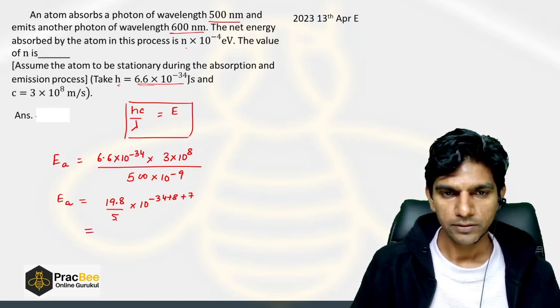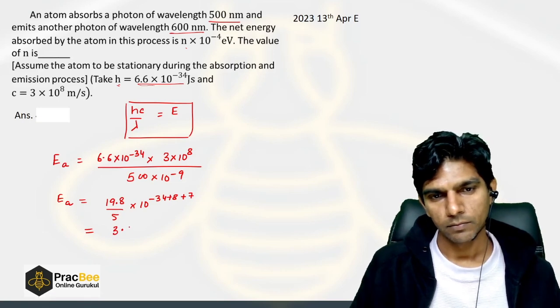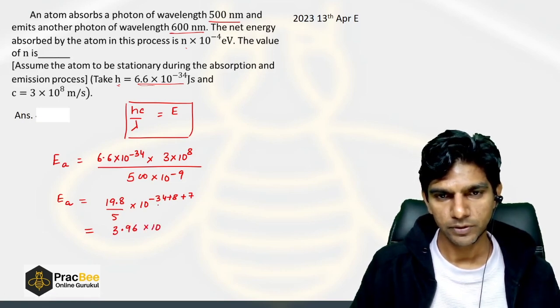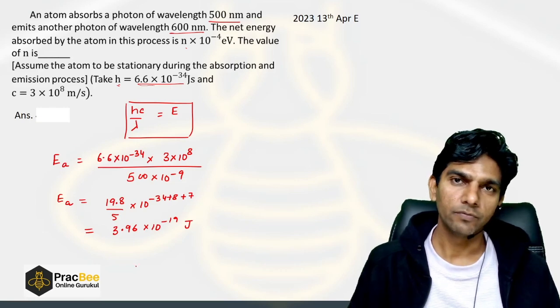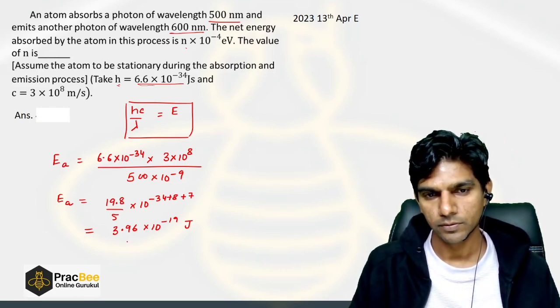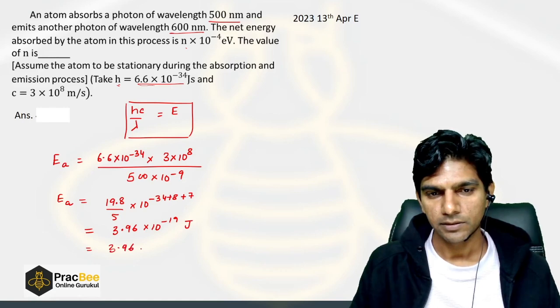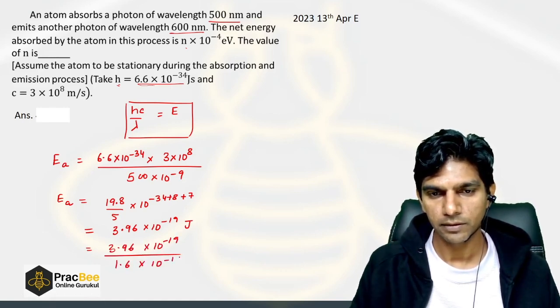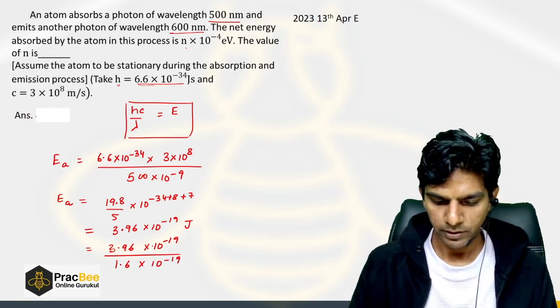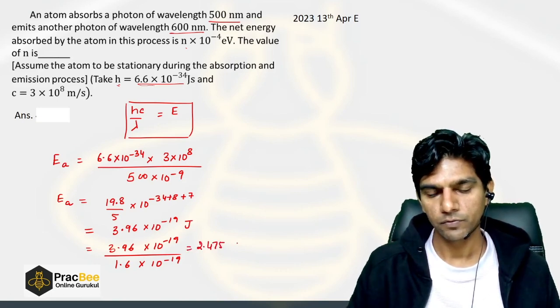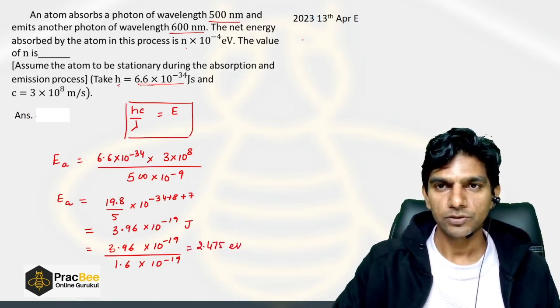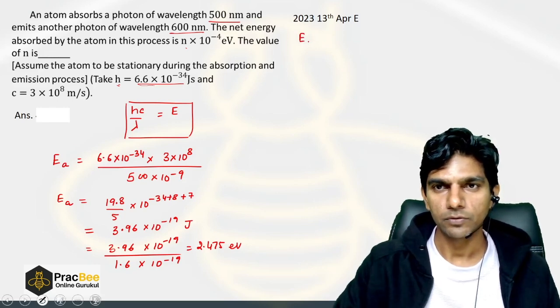So I can further simplify this. This will be 3.96 into 10 raised to power minus 26 plus 7, which is minus 19. Now it is in joules. If I want to convert this into electron volt, I have to divide by the charge of the electron. So this will become 3.96 into 10 raised to power minus 19 upon 1.6 into 10 raised to power minus 19. If you simplify this, 3.96 divided by 1.6 comes out to be 2.475 electron volt.